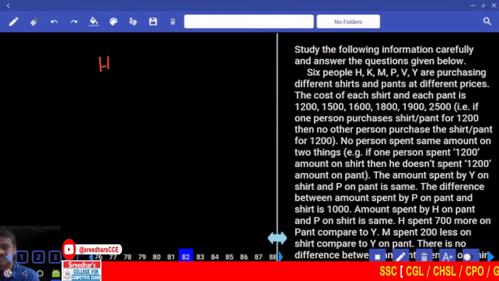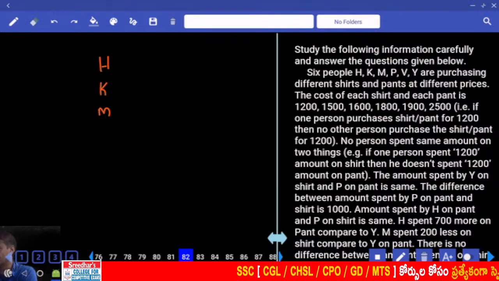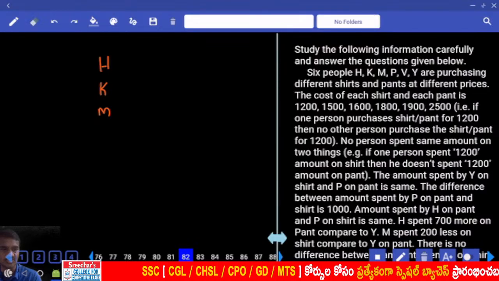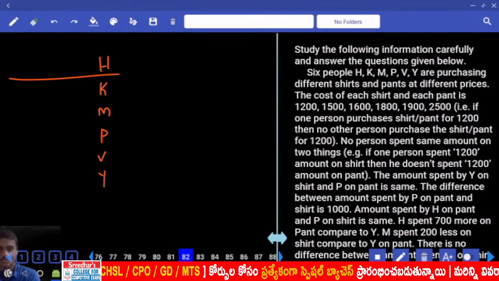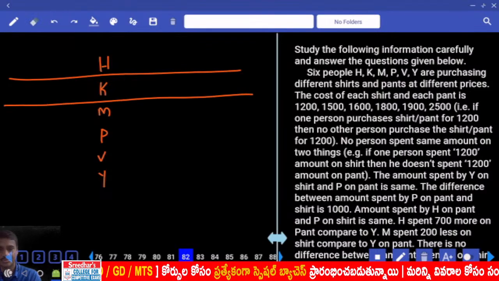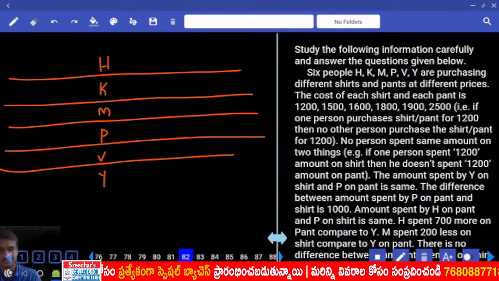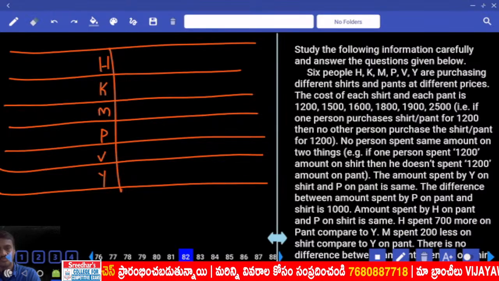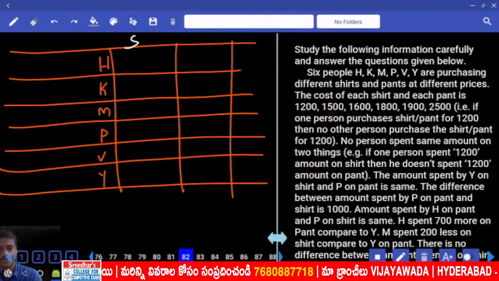Let us fix the persons now. Because the order is not specified, there is no necessity for you to find out who bought before whom. That is not there, so it comes under distribution. HKM PVY. Then in this one, shirt and a pant. Look at this carefully. Now the first component is regarding shirt and this is regarding pant.